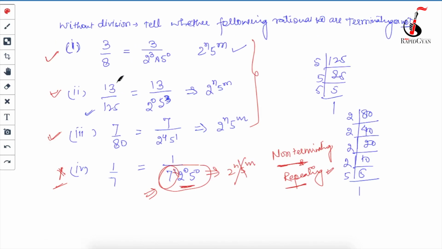So what was your next question? Next question was 13 upon 125. So in the denominator, this was 5 cube. So what you will have to do? There are 3 5s but no 2s. So you will have to multiply with 2 cube up and down. So this I will multiply with 2 cube.